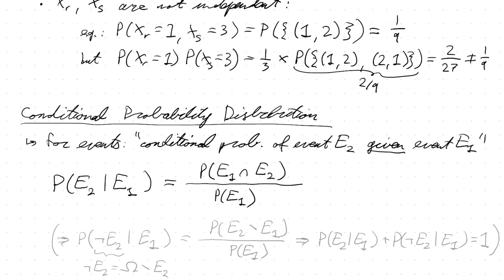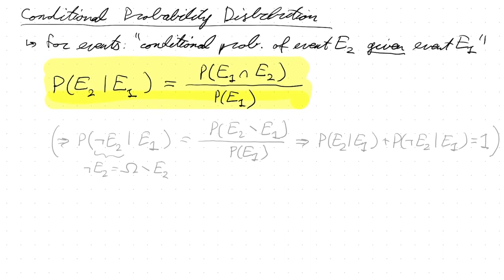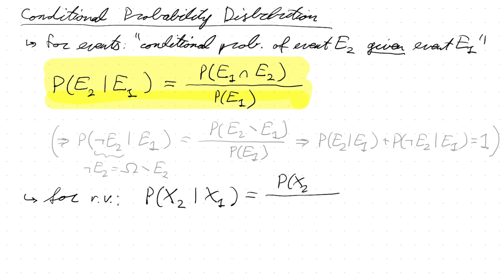So this is an important definition of the conditional probability, and I tried to motivate why this definition makes sense. In practice, we will not deal that much with individual events. We will think more about random variables, but you can immediately see how it would translate to random variables. So the conditional probability for random variables is P of X2 given X1 is the probability of X1 comma X2 divided by the probability of X1.